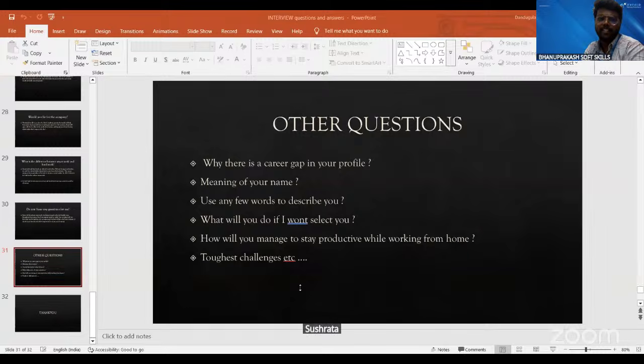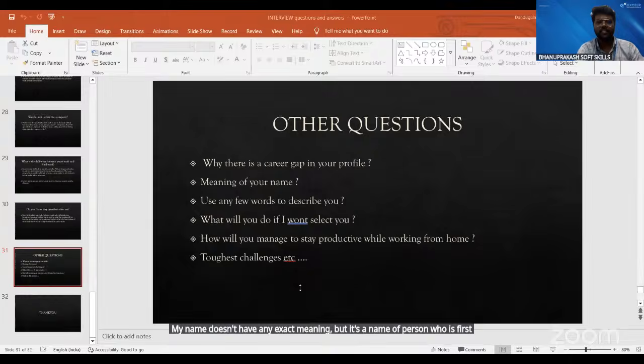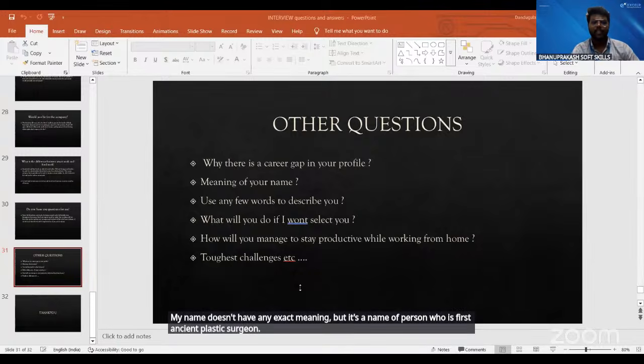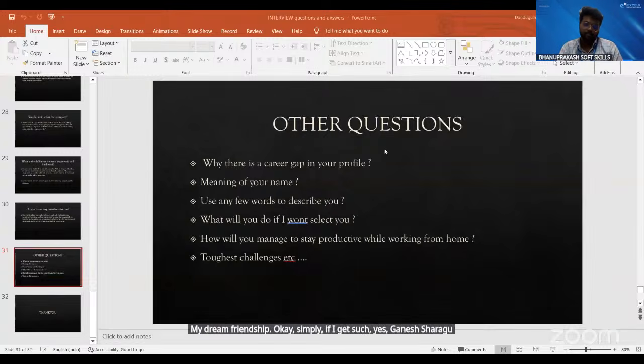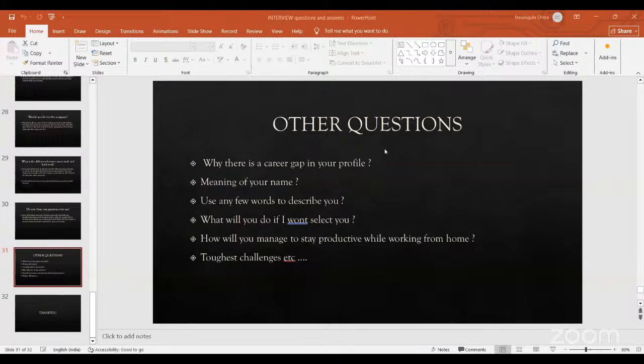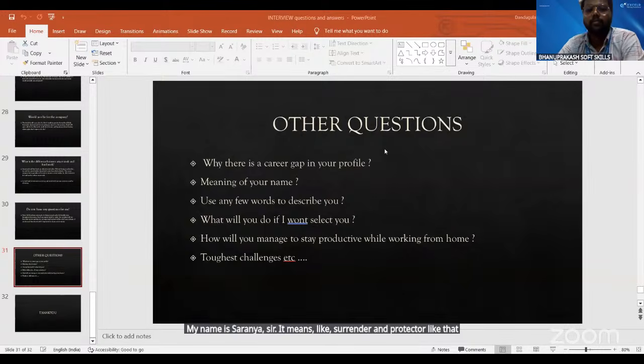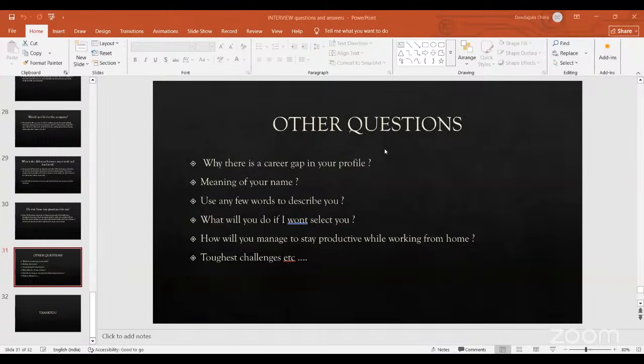Susrata. My name doesn't have any exact meaning, but it's the name of the first ancient plastic surgeon. Maitri, friendship. Okay, simply, if I get such a question, yes, Ganesh Sharanya. My name is Saranya, sir. It means surrender and protector. It also means someone who gives shelter and comfort.